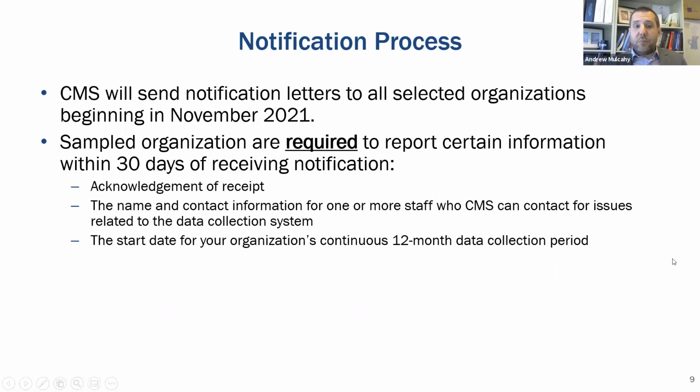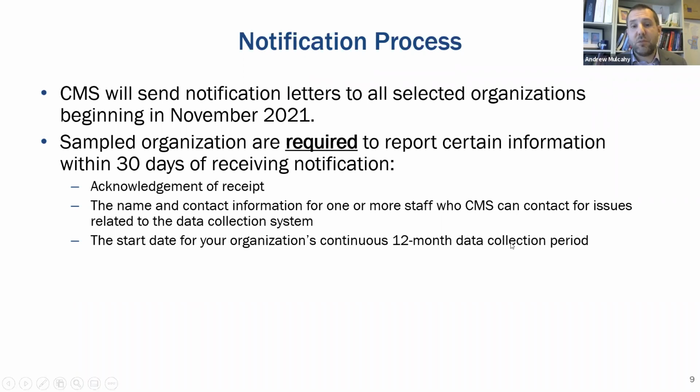Quick note on the notification process. CMS will send notification letters to all of the year 1 and year 2 selected organizations starting this month. Those organizations that are selected, when you get the letter, you have 30 days to send some relatively limited amount of information to CMS right away. One of them is acknowledging receipt. Another thing you have to do is to submit the contact info for someone so that CMS knows who to get in touch with about this.